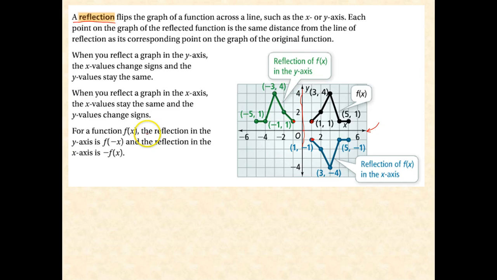So for a function f of x, the reflection in the y-axis is f of negative x, and the reflection in the x-axis is negative f of x. Reflecting in the y-axis changes the sign of the x value, which is the input. Reflecting in the x-axis changes the sign of the output, which is the y value, or f of x.